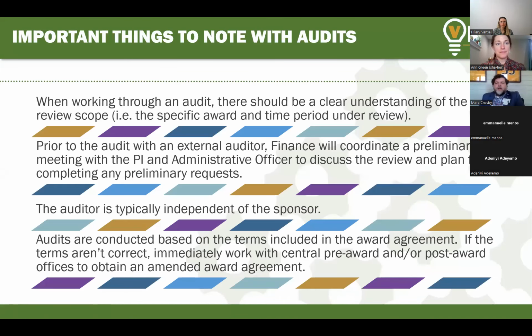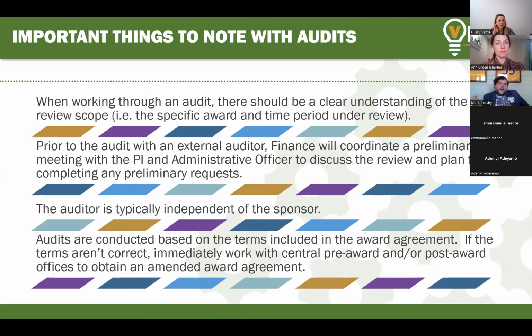So when thinking about audits, we have whole presentations on audits. We tried to simplify things down here for you today. But when working through an audit, there needs to be a clear understanding of what the scope of the review is. For example, are they reviewing a specific award, a specific project, or perhaps a specific period of time? For you as an administrator going through that audit, understanding the scope is a very important first step in working to complete your audit.